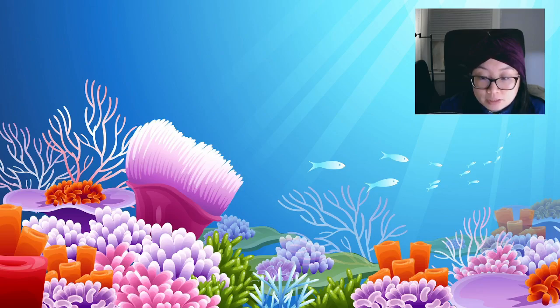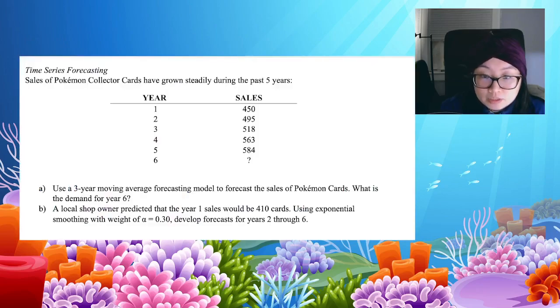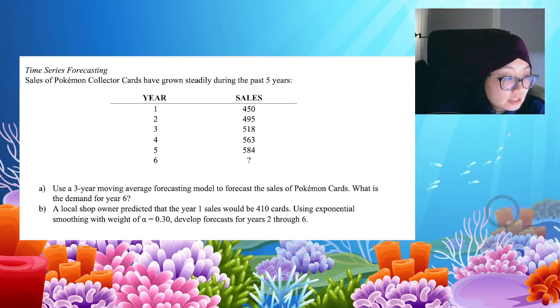Today we have a sample problem in forecasting the sales of Pokemon collector cards. Let's say hypothetically somebody's been tracking the sales of Pokemon cards for 5 years and wants to predict the number of sales for the sixth year. So we can use a simple 3-year moving average to calculate, based on a 3-year time period, the forecast for the final year. That is listed as a question mark.